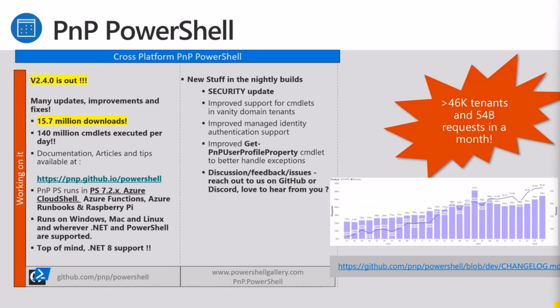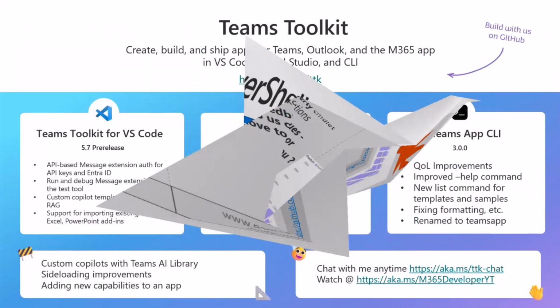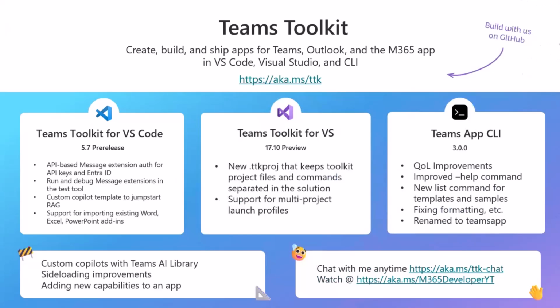I know Gautam is doing a lot of great work. So some of the new stuff is a security update, improved PnP user profile property cmdlet to better handle exceptions. This is a great way to get involved for all those that love PnP and PowerShell. We welcome each and every one of you. So check it out at the URL in your chat, and you can learn more. Now let's move on to Teams Toolkit as PnP PowerShell flies away.